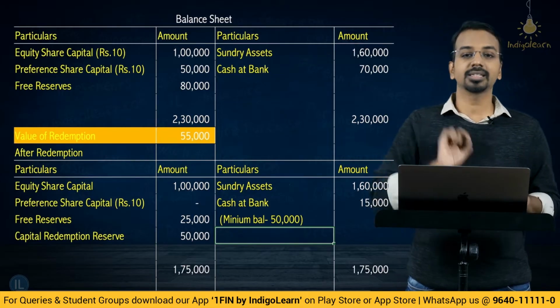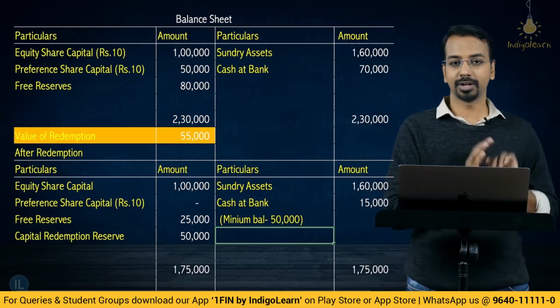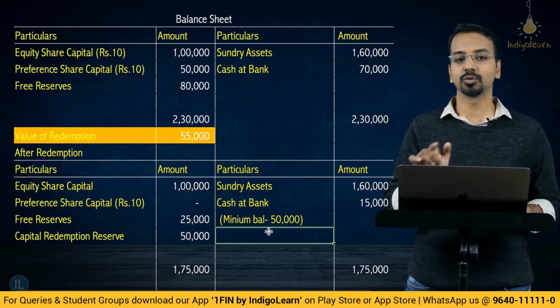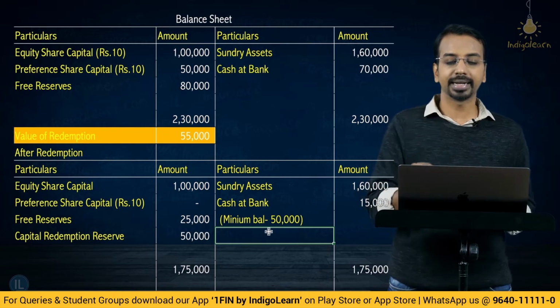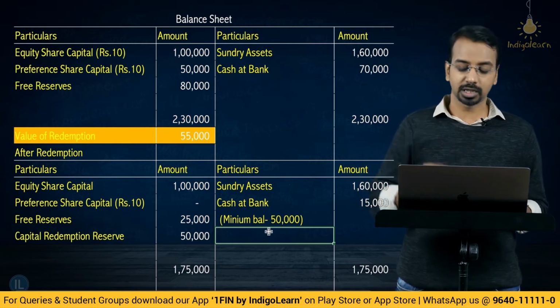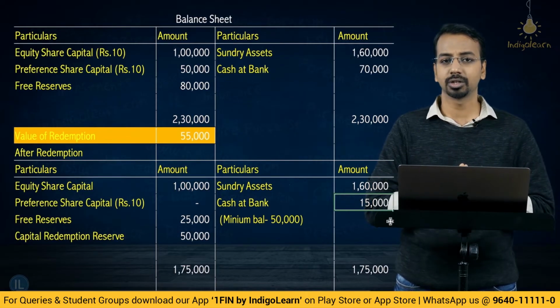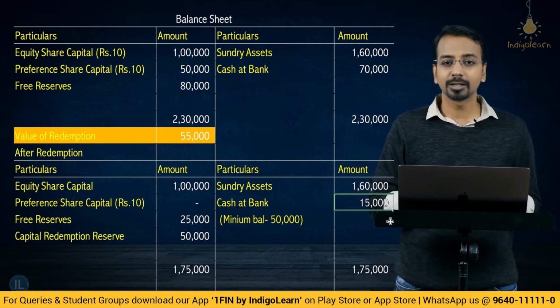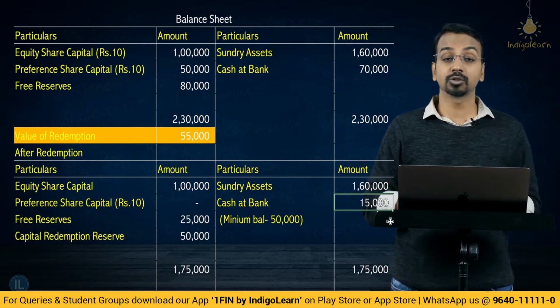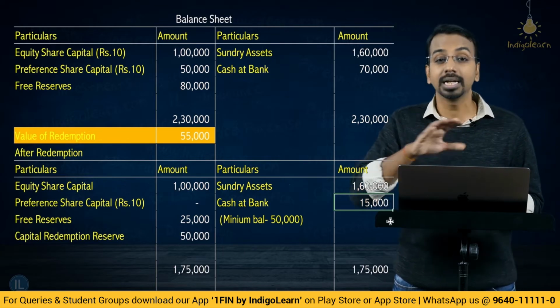Now if I attach this condition to this question, that I need to maintain a minimum balance of 50,000 in my bank account, how much do I have? I have only 15,000 after redemption. So where will I get this balance amount? 50,000 minus 15,000, I need 35,000 extra.